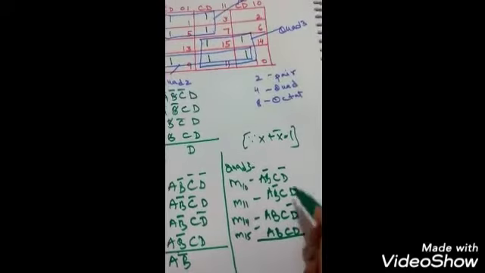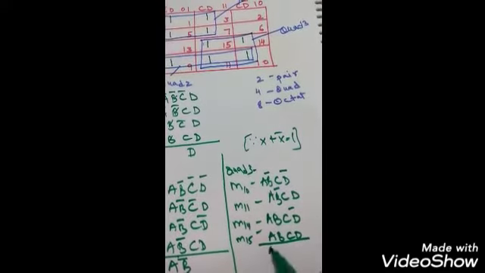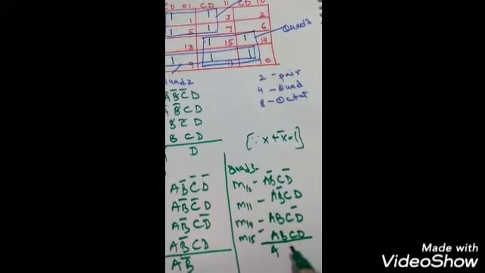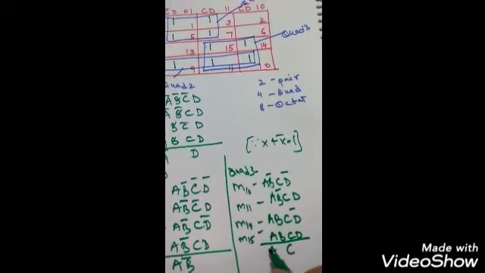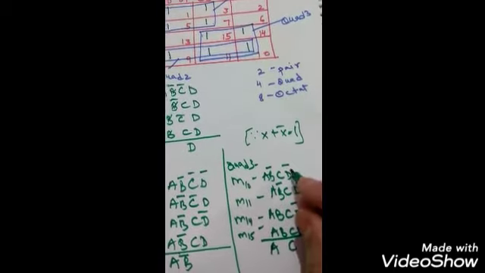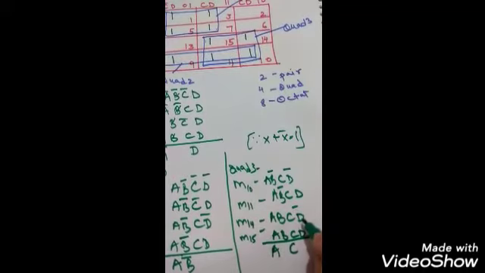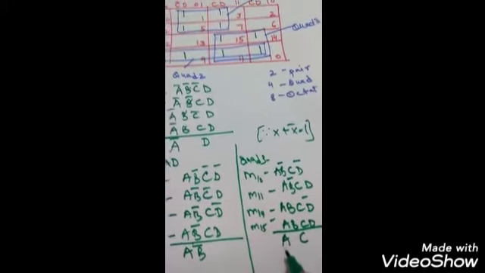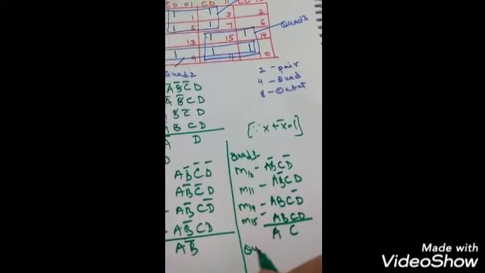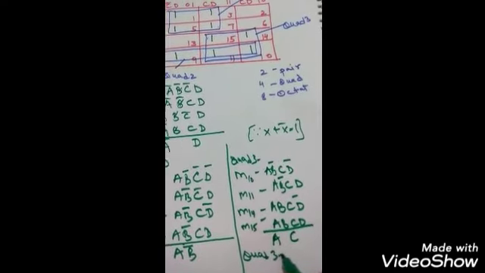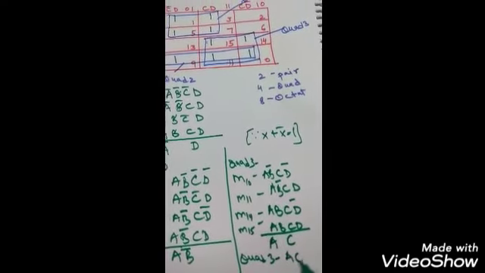Again, we see A is common in all of them, and B and B complement will cancel each other. C is the same in all of them, and D complement and D will cancel each other. So we will get quad 3 as A C. So here we are getting 3 quads.